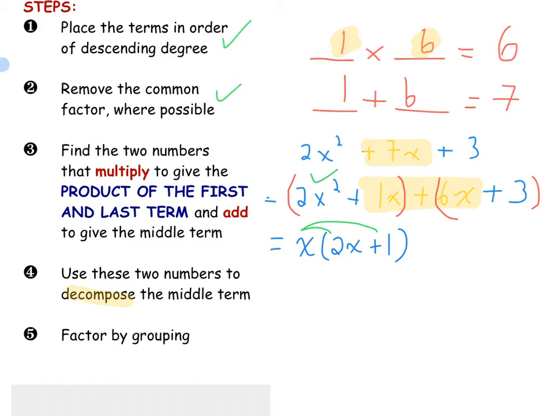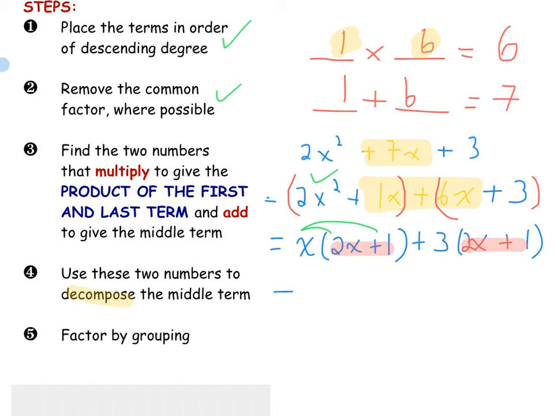Now I'm going to do the same thing with my second bracket. I see that I have a 6x and a 3. They don't have an x in common, but they are both divisible by 3. And so I'm going to pull out my 3 as a common factor. And then I'm left with 2x plus 1. Remember that a good way to check that you've done things right is that your two brackets should be identical. And if they are identical, then that means the process that you've done is correct.